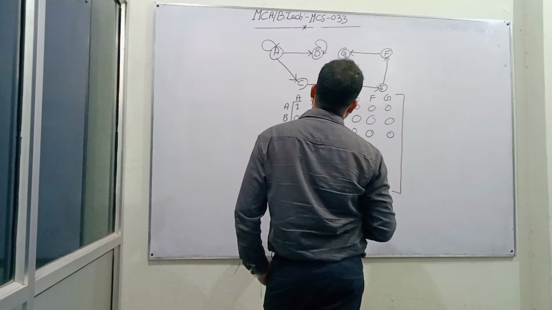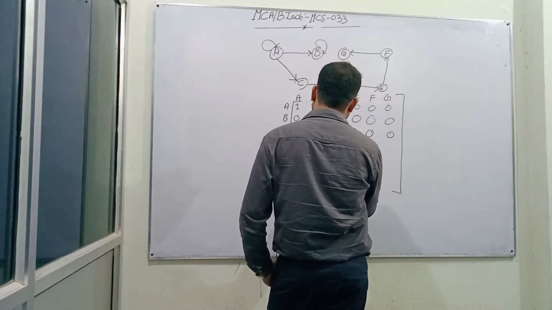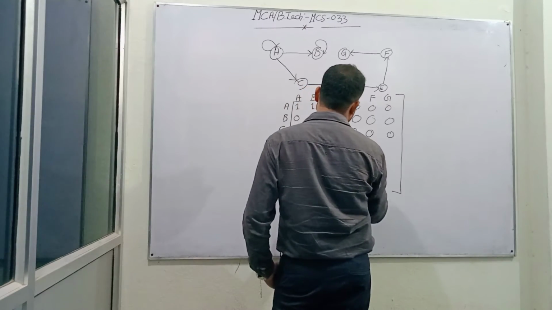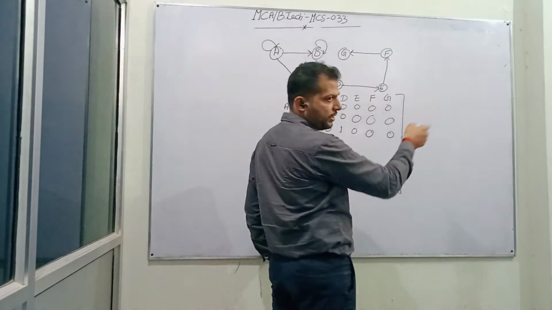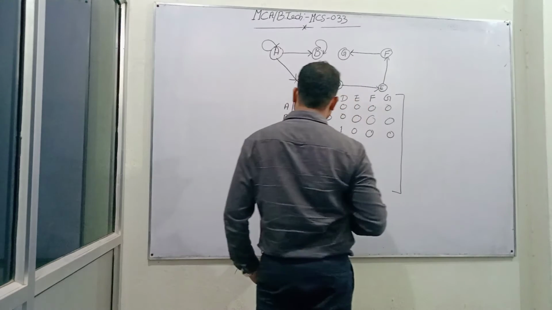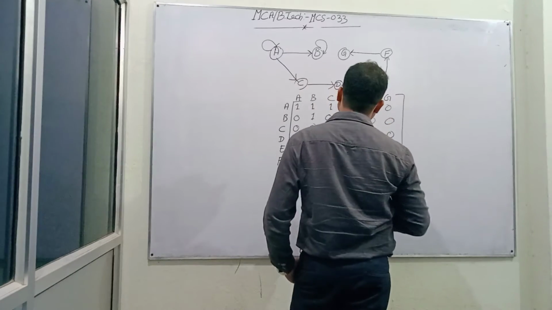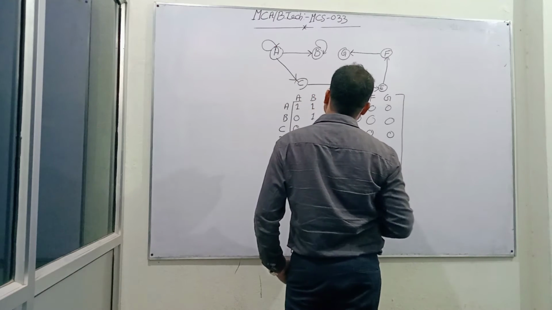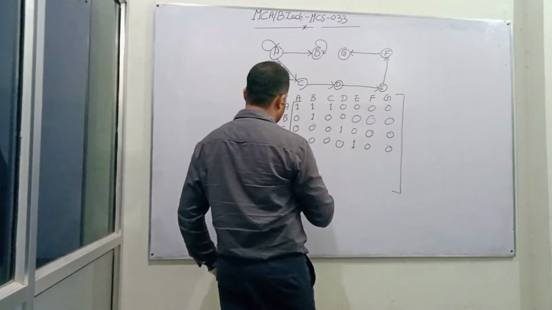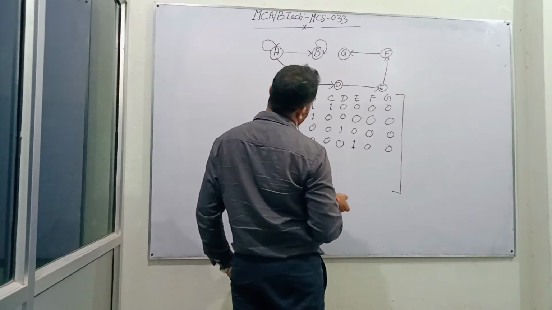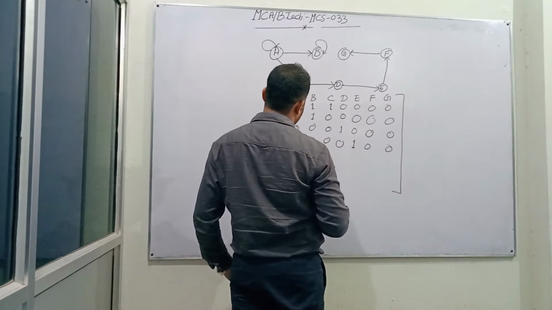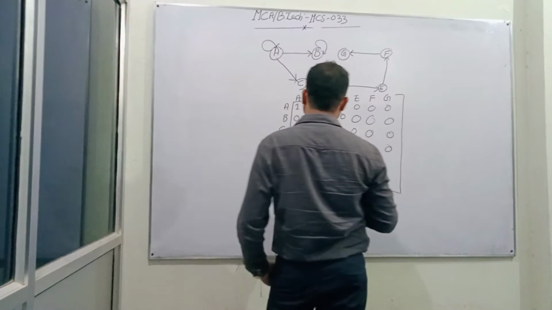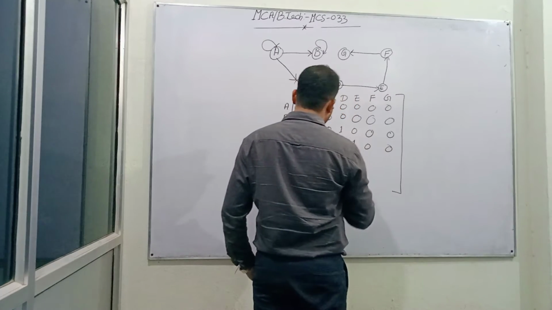Again we will check the vertex D. D to C, no, this is unidirectional, so that will not be visited. D to D, no, 0. D to E, yes, here visited, so we will write the 1. And then we will check the next vertices. D to F, no, that is not visited, so we will write 0. Again we will check D to G, that is not visited, so we will write 0. Again we will check the next vertex E. E to A, not visited, so we will write 0. E to B, 0. E to C, 0, because that is not visited.